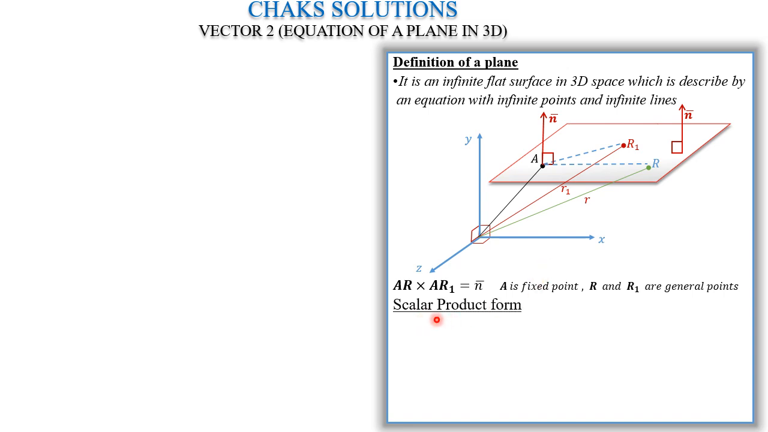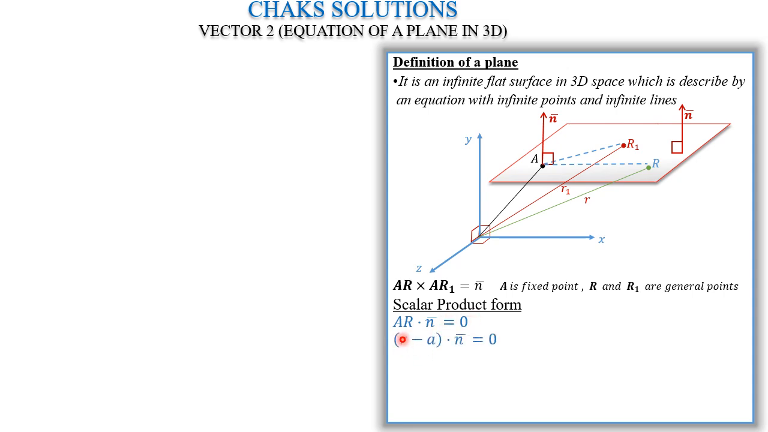We have the scalar product form, which is the first form that I'm going to write here. You can see AR dot the normal vector should be equal to 0. AR, moving from point A to R, dot the normal vector should be equal to 0, because vector AR and the normal vector are perpendicular to each other, so they give us 0.